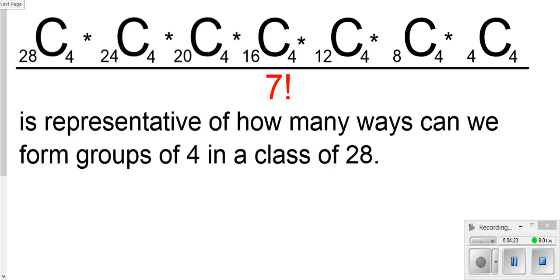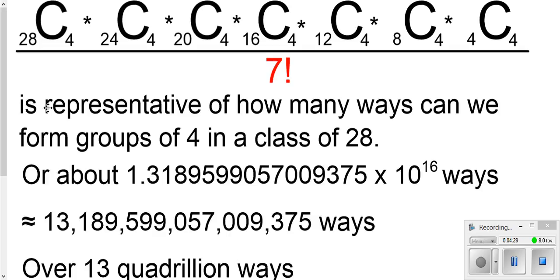Well, you can go ahead and work that out, type that into a calculator or a computer, and we get 1.3189 and so on times 10 to the 16th ways. Well, if we write that out, we would get this nice long number here. In other words, it's over 13 quadrillion ways we can form groups of 4 out of a class of 28 students.